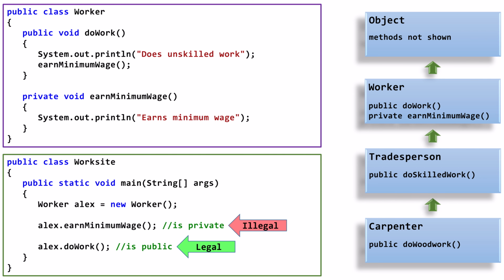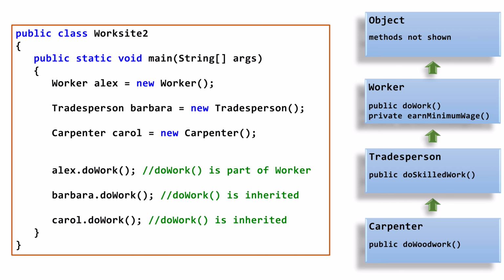However, we can call doWork from alex. Indirectly, we are calling the private method earnMinimumWage, which is okay because the actual call happens inside the Worker class. The output will be does unskilled work and earns minimum wage. Let's look at the next class, Worksite2. We've got Worker alex initialized as a new Worker, Tradesperson barbara initialized as a new Tradesperson, Carpenter carol initialized as a new Carpenter.